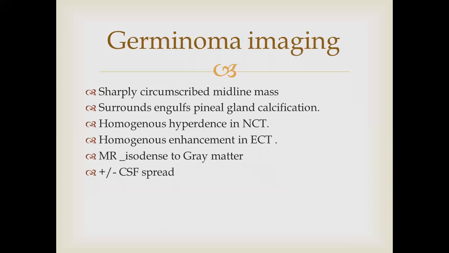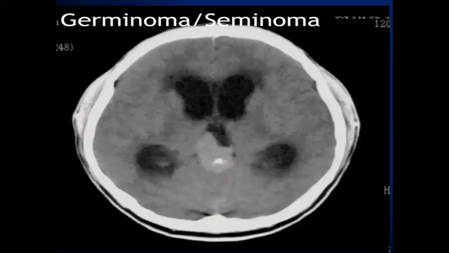By imaging, it is a sharply circumscribed midline mass surrounding and engulfing the pineal gland calcification. On non-contrast CT it shows a homogeneous hyperdense mass, and with contrast it shows homogeneous enhancement. On MR it shows non-specific signs like isodense to the gray matter, and post-contrast images show CSF seeding. This is the classical appearance of germinoma on axial CT, showing a hyper-attenuated lesion in the center of the brain behind the third ventricle, engulfing central calcification. This is the typical appearance of germinoma and it causes hydrocephalus.